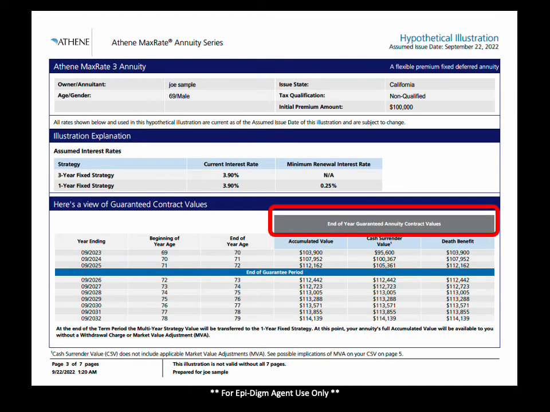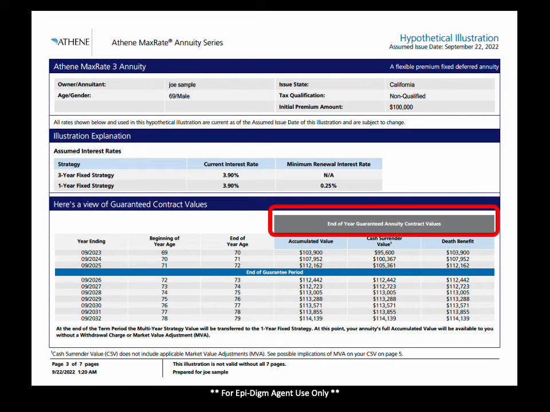So current interest rate is a 3.9. Minimum renewal rate is 0.25% after what? Third year. How much was Enico? 1.7 was a minimum. So which is better? This time, Enico is better. Okay, so there's a good and bad.